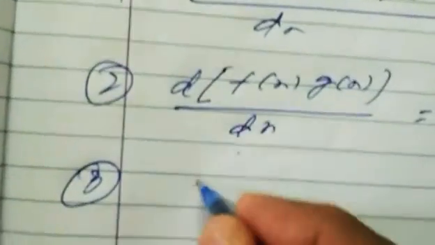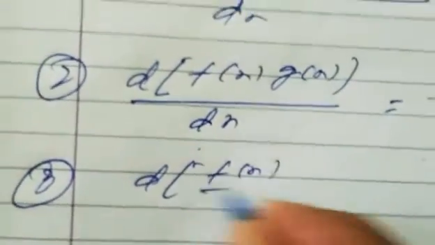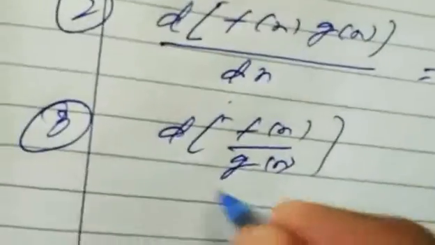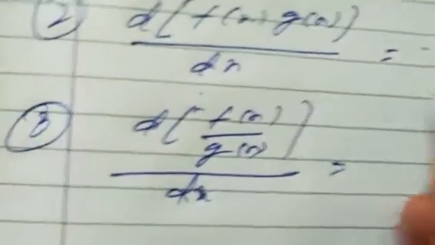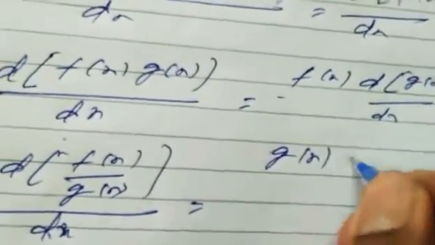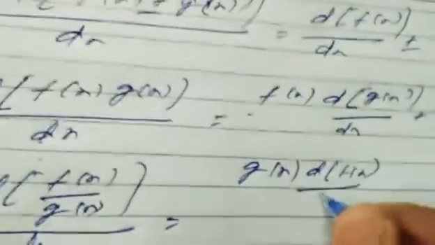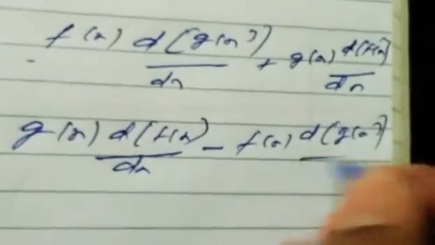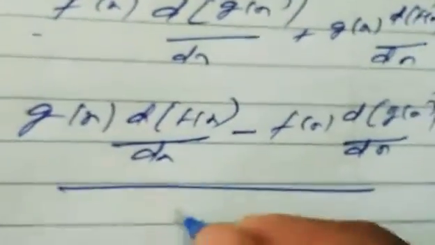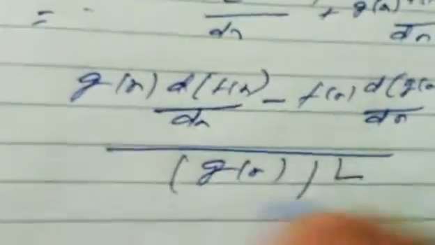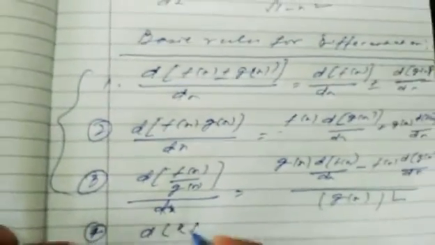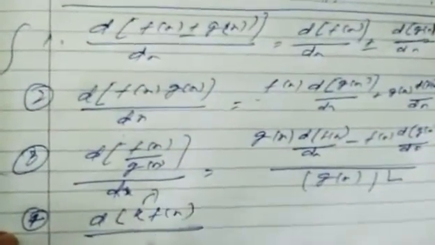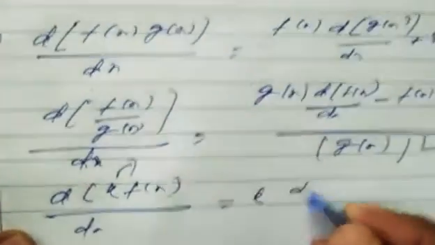And third is d of f(x) upon g(x) by dx. This is the division rule. We'll take g(x) outside and differentiate f(x), minus, we'll take f(x) outside and differentiate g(x), all upon g(x) whole square. So this is the way we can go with the three rules. One more is that if a non-zero constant k is with f(x), we will take the constant outside and differentiate the function. These are basically the rules.